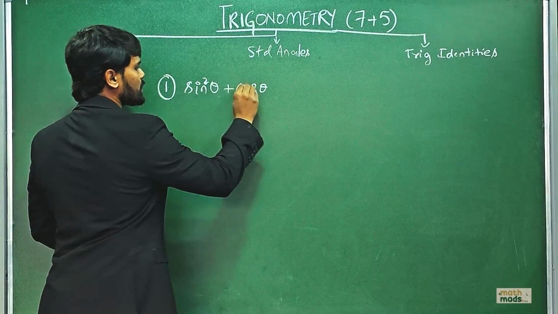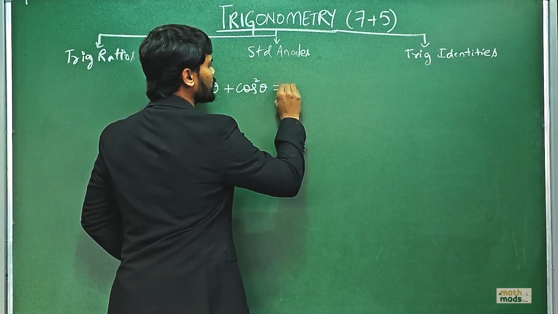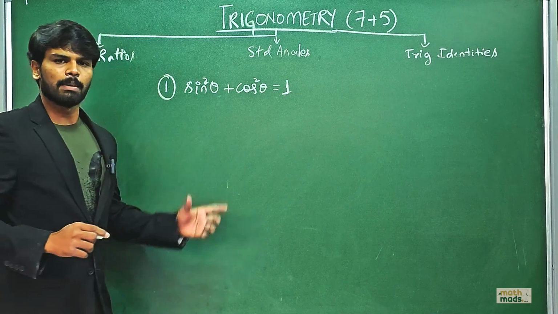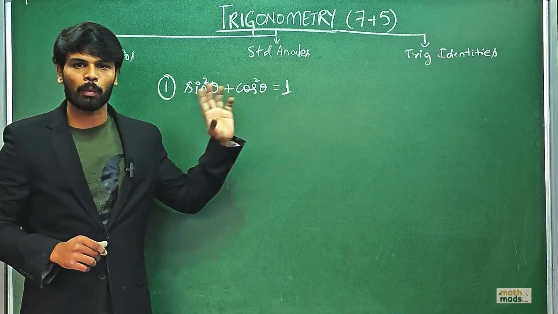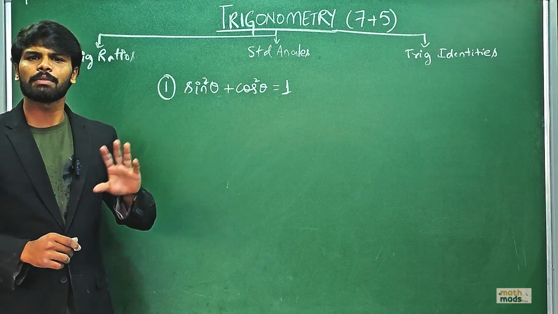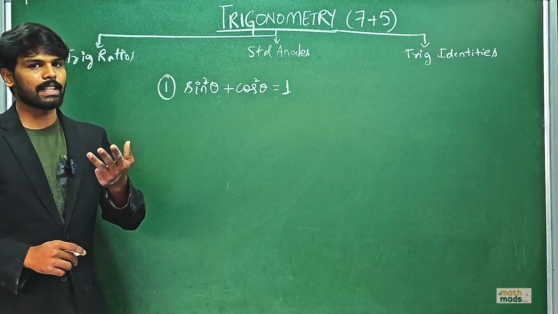Take the squares of them. So sin square theta plus cos square theta will be equal to 1. Simple to remember, no? Sin square theta, cos square theta, take the sum of them, you will be getting 1. That is the third and the last thing which you have to remember in trigonometry. Okay, moving on. There are 3 identities, right?